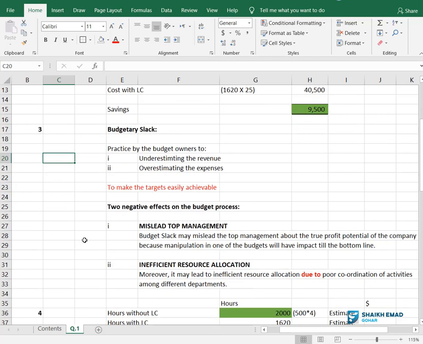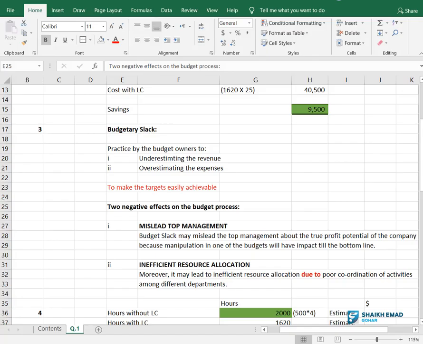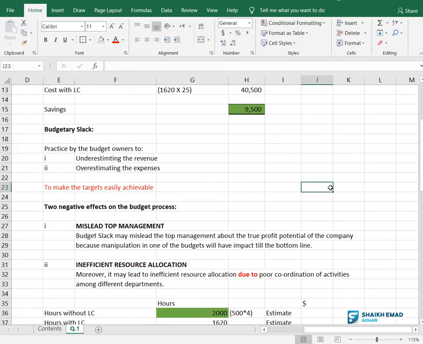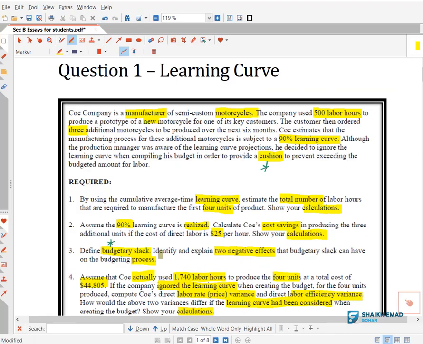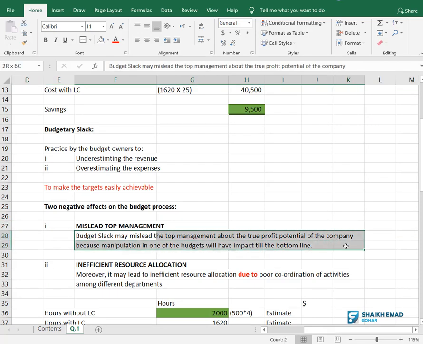Now remember, they asked you two negative effects of the slack. This question is not complete yet. They say identify and explain two negative effects this can have on the budgeting process. So what will you say? Please note here how to write an exam. This is the way to write an exam. If they are asking you to identify and explain, it means you need to identify by writing a heading and then you need to explain it in a paragraph. If you don't do this, you will not get full marks.